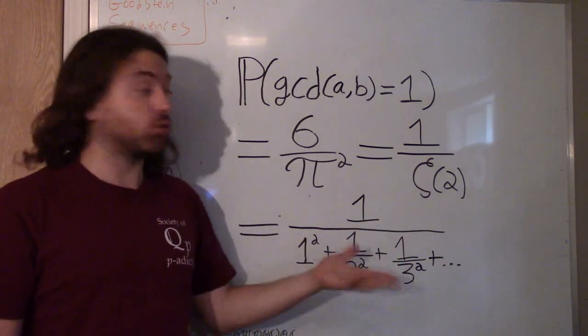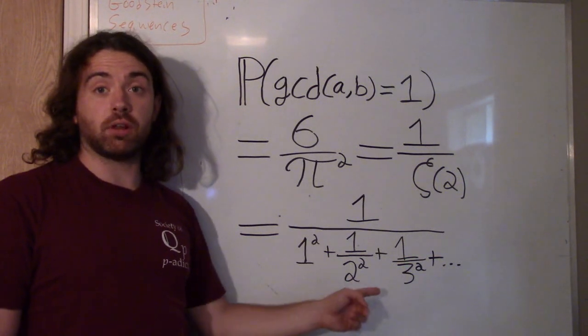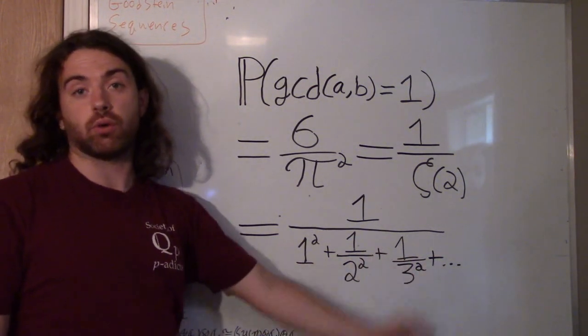Another way to put this is that it's 1 over the sum of 1 squared plus 1/2 squared plus 1/3 squared, and so on and so forth.